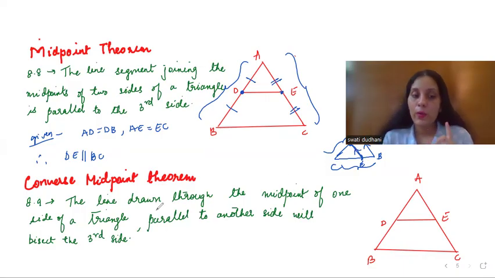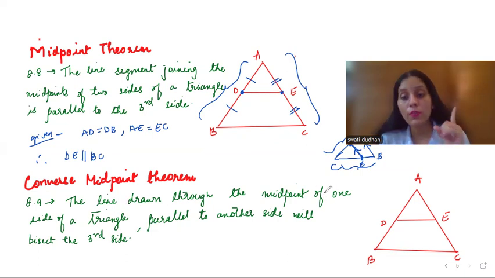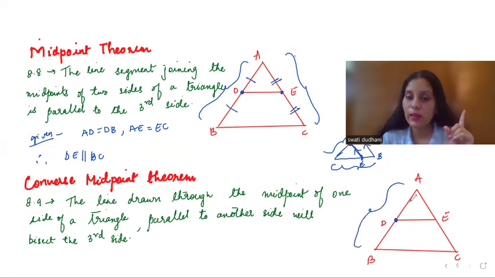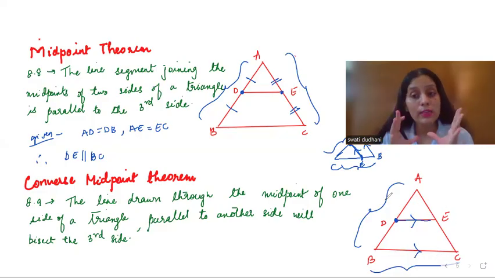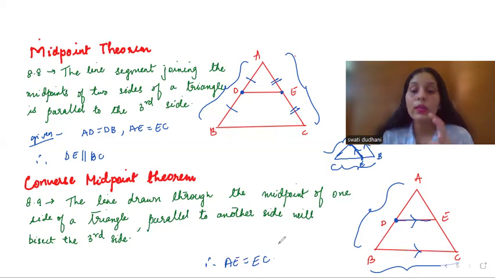Very important. Now next, the converse of it. The line segment drawn through the midpoint of one side. So let's say D is a midpoint. This is the first side. A line segment is drawn from the midpoint of one side and is parallel to the second side. It is given that this DE line is parallel to the second side. The second side will definitely be BC because DE cannot be parallel to AC. So if it satisfies these two, then the third side will be bisected. Therefore, AE will be equal to EC.